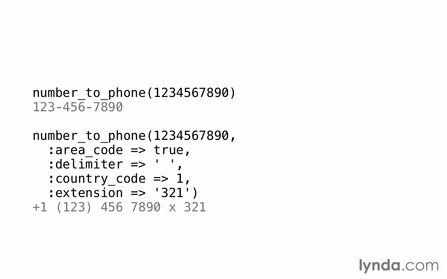Now these number helpers are pretty straightforward, but if you wrote the code to do this yourself, it could be a big headache. But Rails makes these easy for us. We just have to call these helper methods from our views.